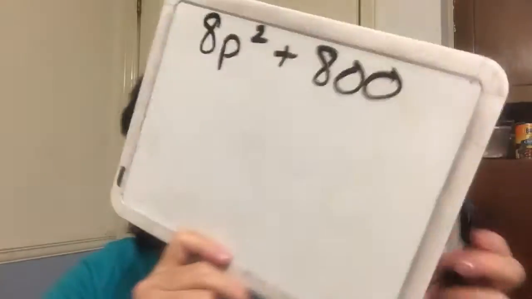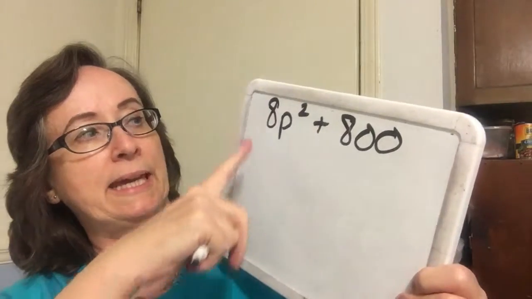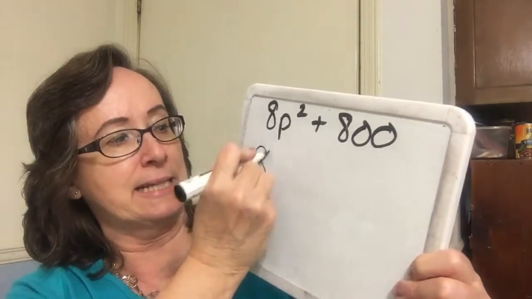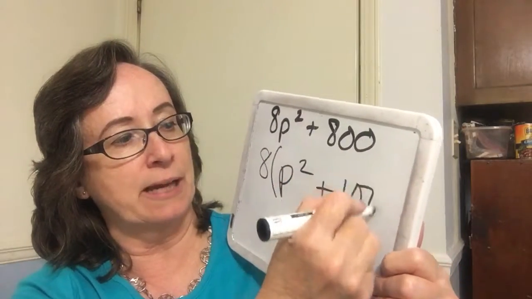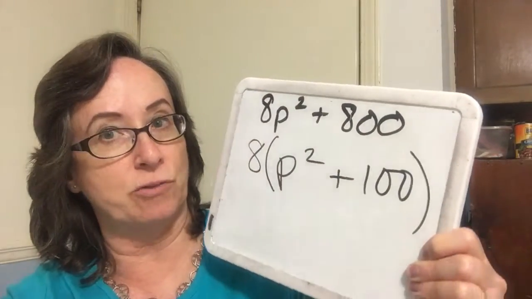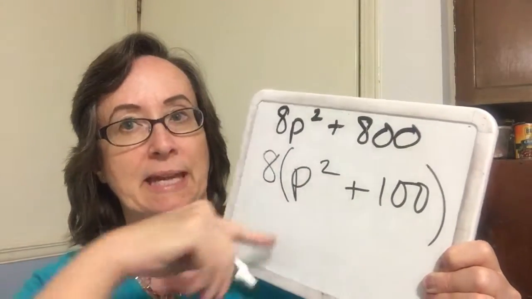This problem is a sum. Once we end up pulling out the 8, we get a p squared plus 100. A sum of two squares does not factor further. So we can pull out the 8, but then we're stuck because the sum of two squares does not factor.